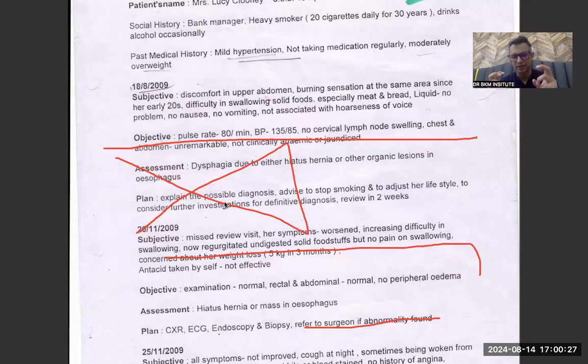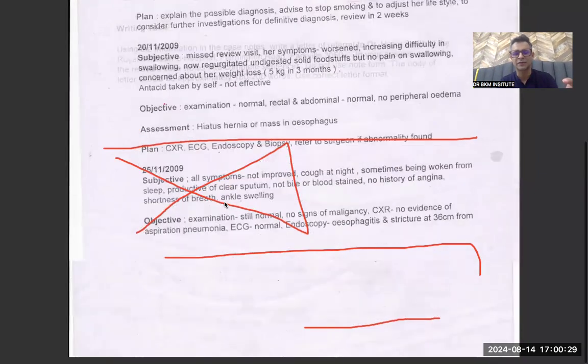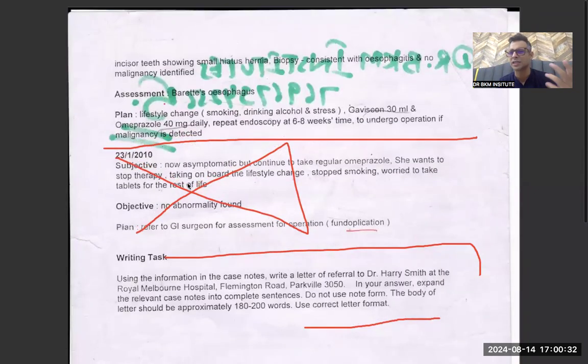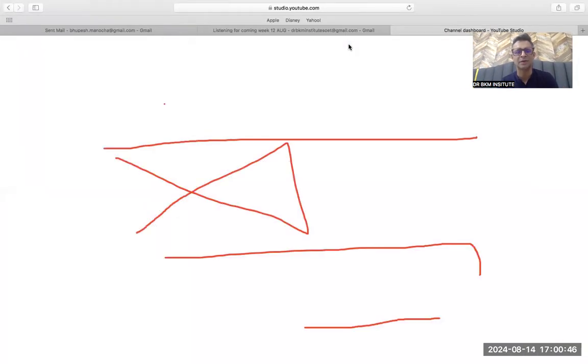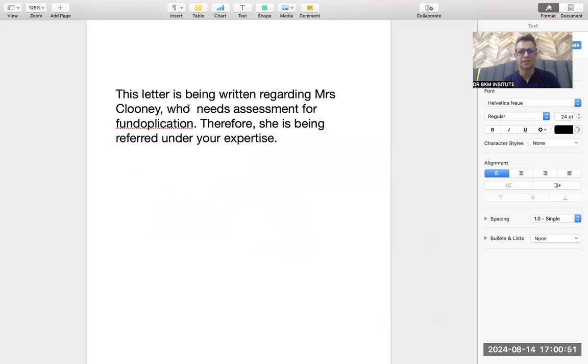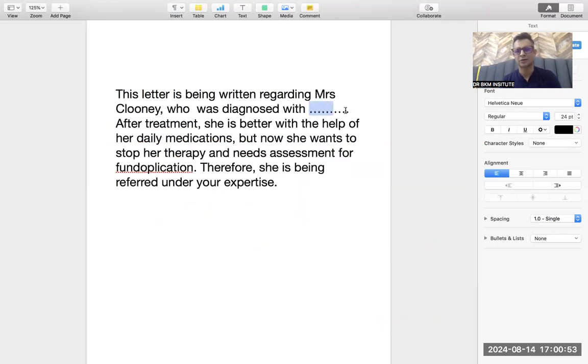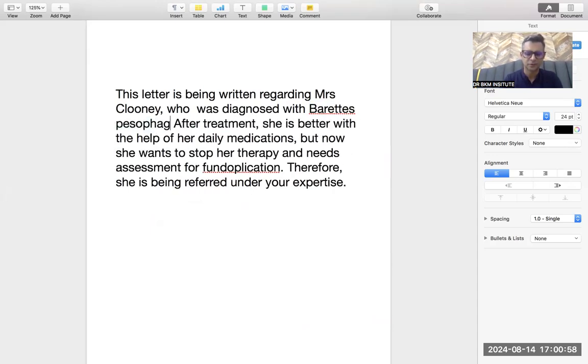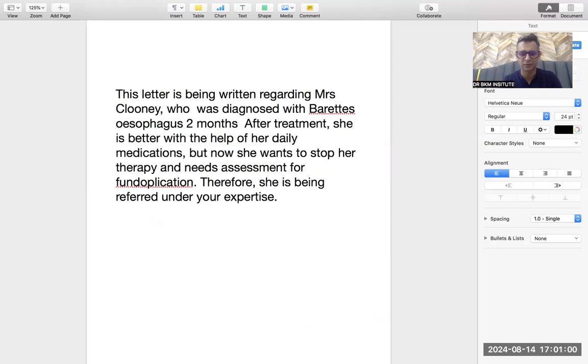Please understand this topic: normally in a referral letter, this visit will not be there that the patient has improved. You will write that the patient has not improved. The patient has been diagnosed with Barrett's esophagus, therefore he is being referred. But in this letter, the patient has been treated. But the problem is that he does not want to continue. So my purpose obviously will become this: this letter is being written for a patient who was diagnosed with Barrett's esophagus 2 months ago, on 25th November.